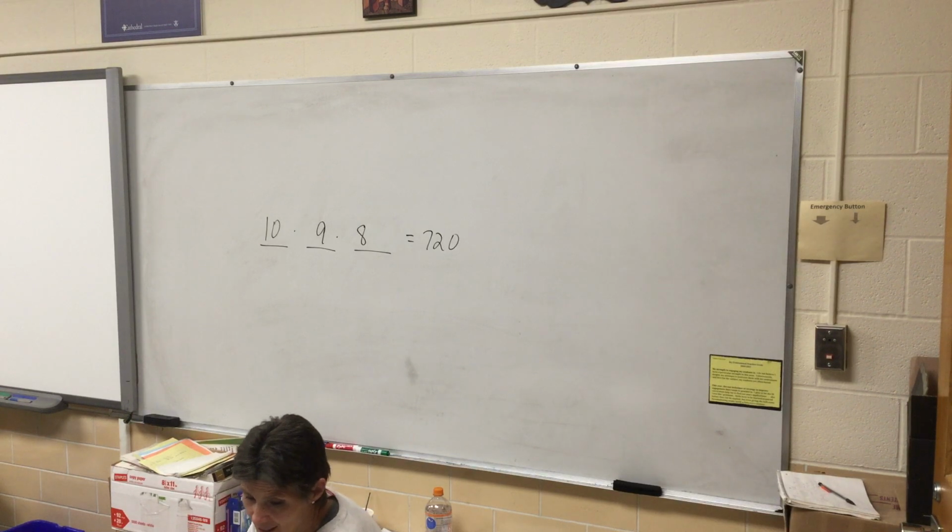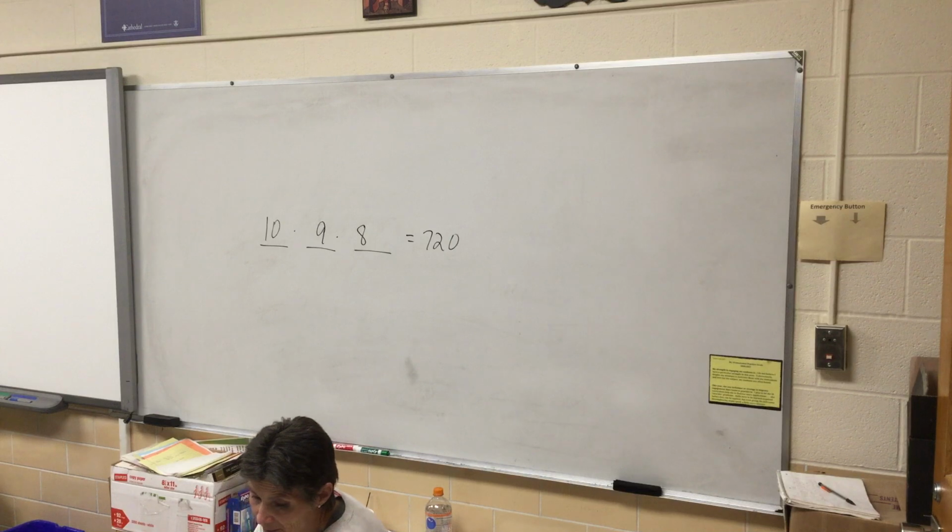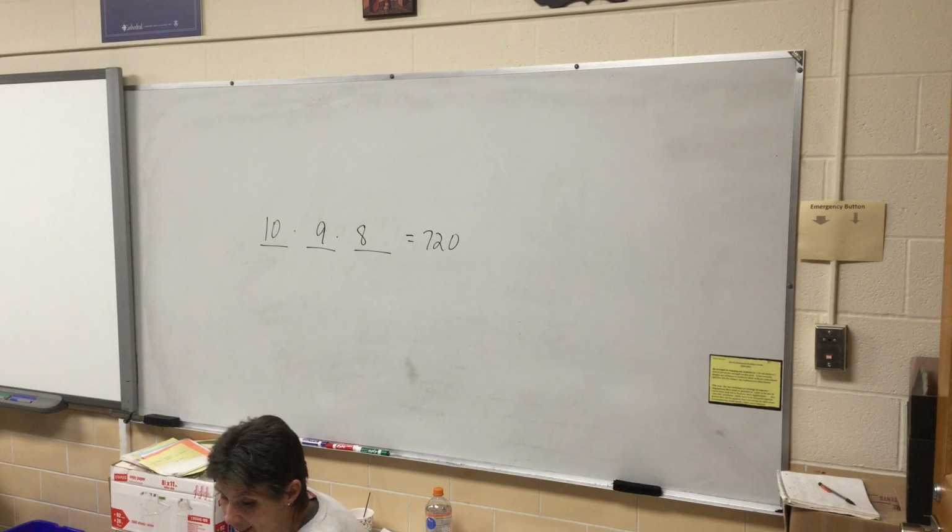Now, Mr. Ford, he's got more clothes than I do. How many outfits does he have if he has to wear a sport coat, a shirt, and a pair of pants? How many outfits would he have? 600. It is 600 because he can choose a sport coat 5 ways, he can pick a shirt 12 ways, and he can pick a pair of pants 10 ways. So 5 times 12 times 10.